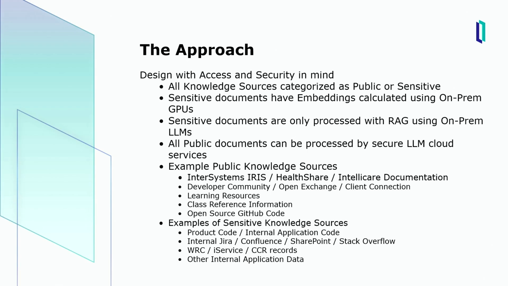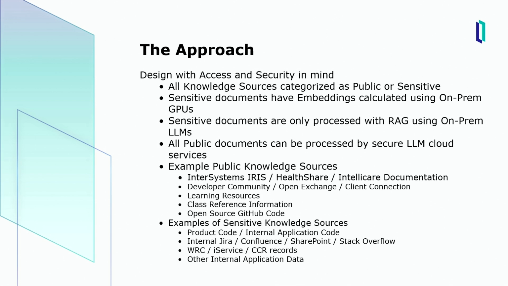So public knowledge sources, we've already talked about several of these, but all of our documentation, developer community, Open Exchange, client connection, learning resources, we're going to be adding class reference information. I know there's a big demand for that within the bots. Open source GitHub code. And then we've got sensitive knowledge that we're going to keep internal.